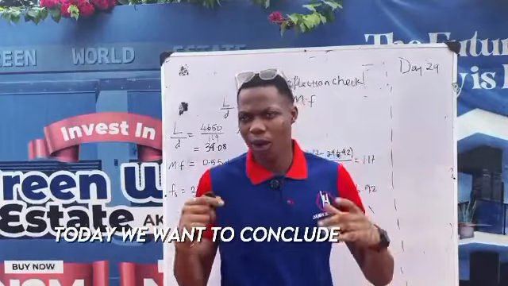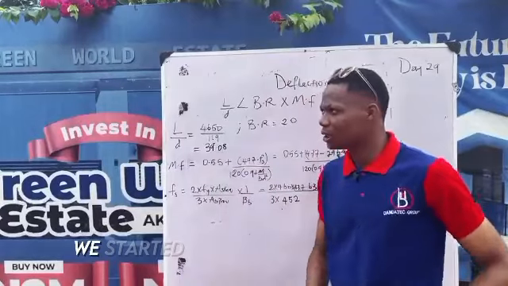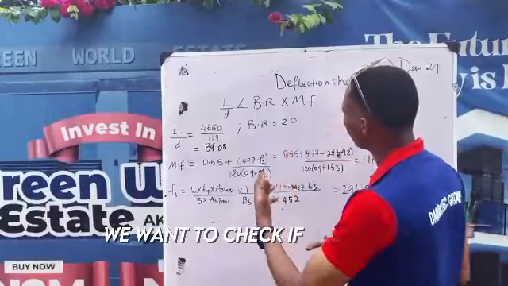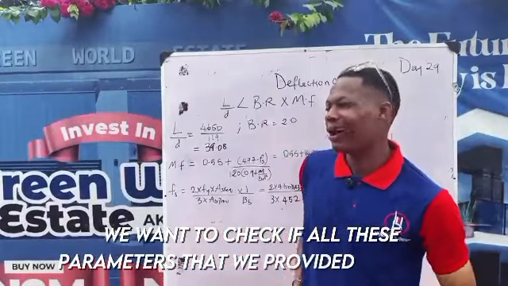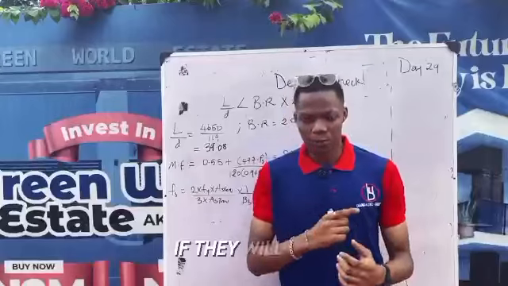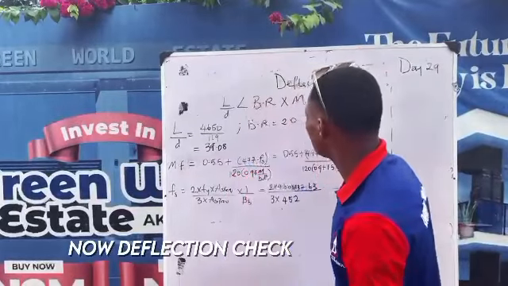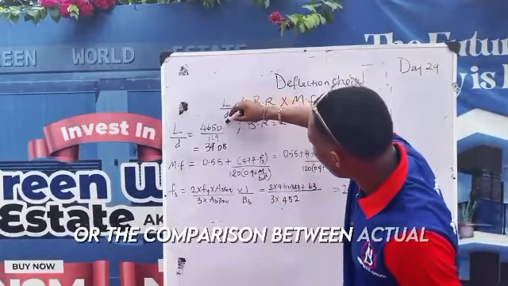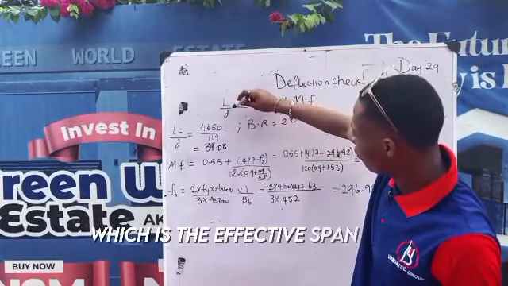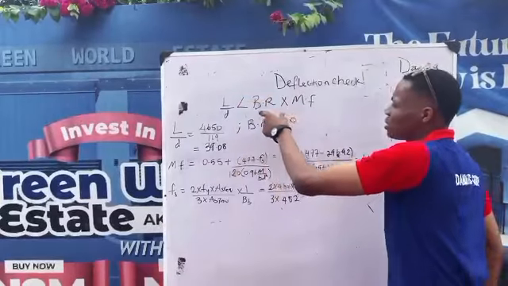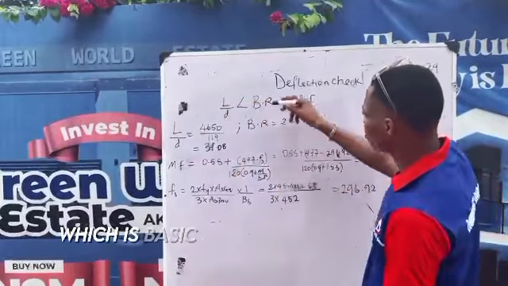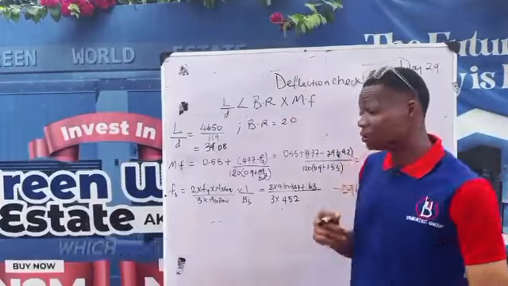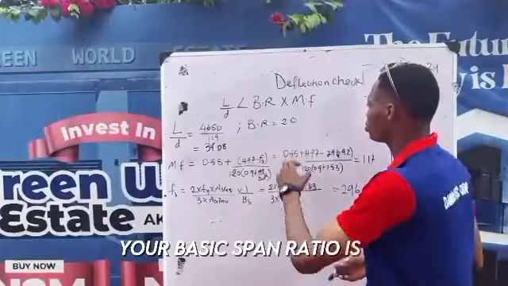So today we want to conclude our design on the slab we started designing 2 days ago, and today we want to do something called deflection check. We want to check if all these parameters that we provided are okay, right, if they will pass. Now, deflection check is the measure or the comparison between actual deflection, which is the effective span over effective depth, with allowable deflection, which is basic span ratio multiplied by modification factor. Now, for a simply supported slab, which is the case that we are handling, your basic span ratio is 20.